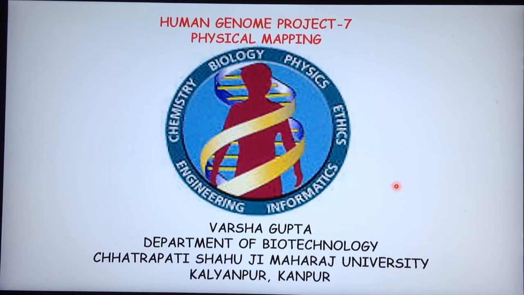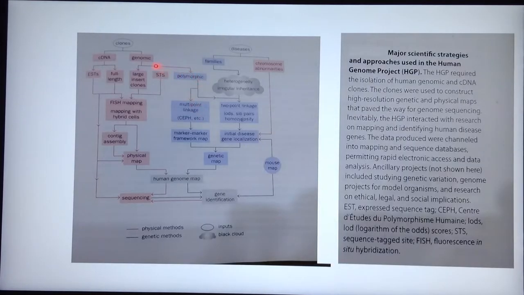Hello everyone. So in this lecture we'll discuss physical mapping. We have already covered the basic tools and technologies which are involved in physical mapping of the human genome. So in the physical map we proceed with cDNA and genomic DNA libraries. cDNA can be ESTs and full length, and genomic DNA can be with large insert clones, STS markers, and some of the markers which are polymorphic, like RFLPs and all.